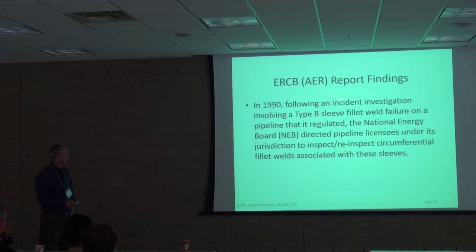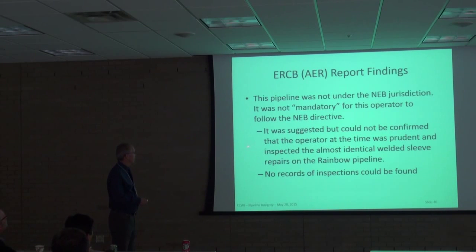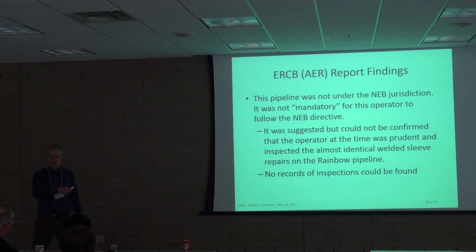So a big thing that the AER found when they did their report after 2010 is that it was known that these sleeves were a problem, but the operator didn't really manage the risk of these sleeves. When they did risk assessments on the line, they didn't go back and ask, are we sure that we don't have a problem? And like I say, this pipeline wasn't under NEB jurisdiction. The NEB said everybody who's under our jurisdiction needs to do this. But these guys potentially might have said, well, it's not under the NEB jurisdiction, so we don't need to do it. I suspect that's what happened, because there's no records of the inspection.